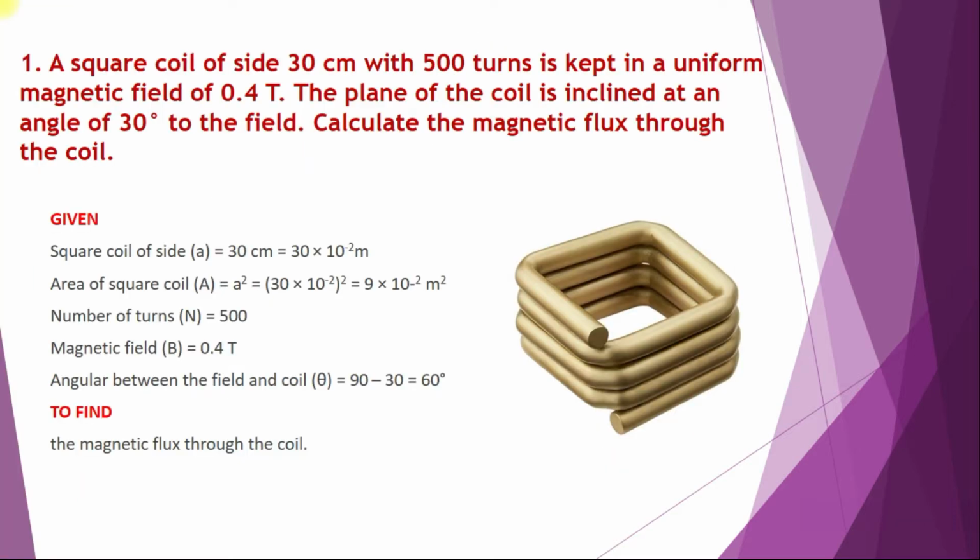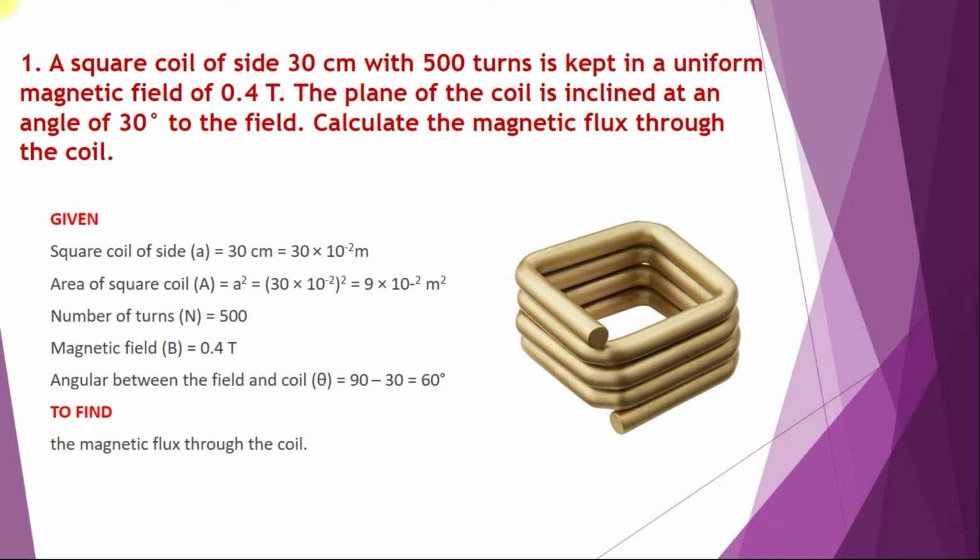First problem is, a square coil of side 30 cm with 500 turns is kept in a uniform magnetic field of 0.4 Tesla. The plane of the coil is inclined at an angle of 30 degrees to the field. Calculate the magnetic flux through the coil. So first we will write the given.